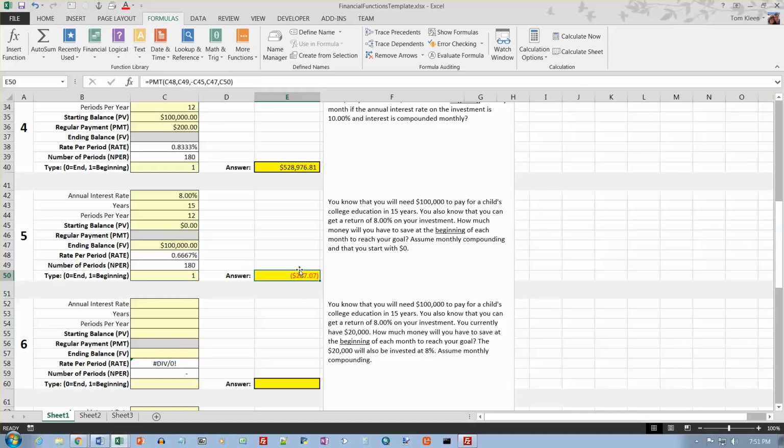Now, the next problem down here, I left all the numbers the same except for one thing. I said you start off with 20,000. How much do you need to save? So I'm going to have the exact same numbers down here. So I'm going to do a Control C here, and I'm going to paste them in down here. And the one thing I'm going to change is I'm going to change this to 20,000.